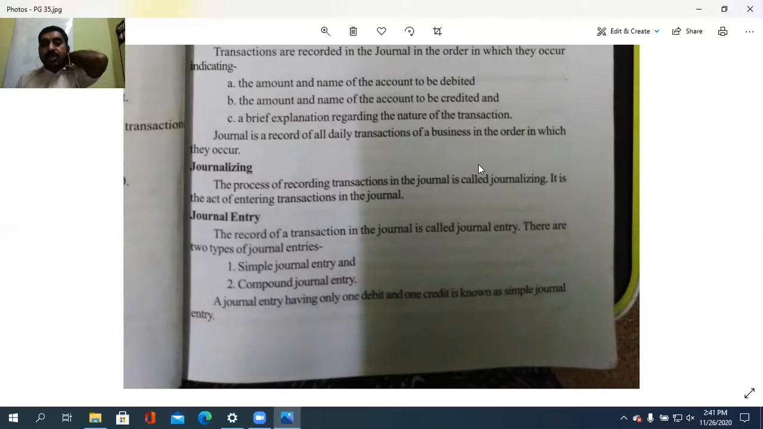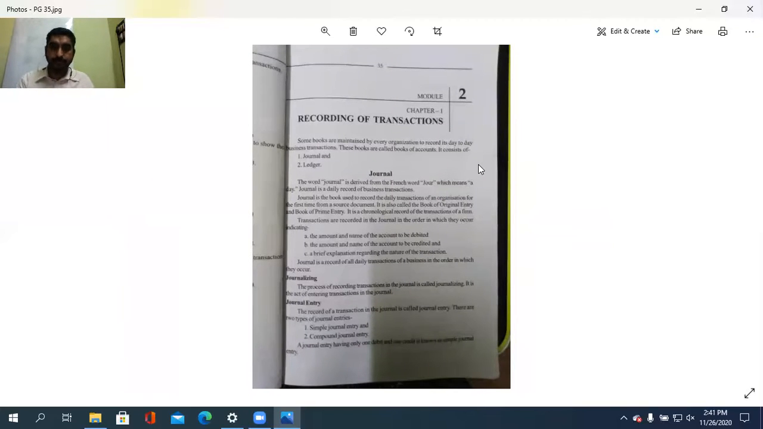A journal entry having only one debit and one credit is known as simple journal entry, while a journal entry having two debits and one credit is called a compound journal entry, or two credits and one debit, whatever be the case. That is, in either case, the head to be credited is the same. So debit that one, debited to credit, a single entry is enough. Total of that is to be credited. So that is the case.